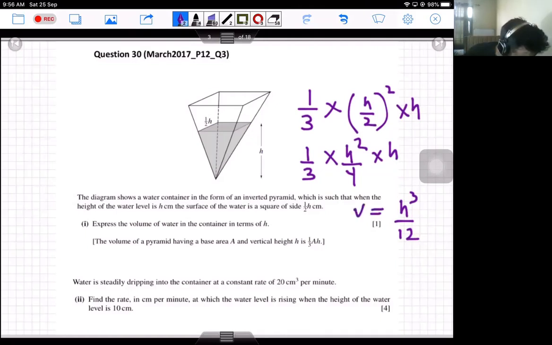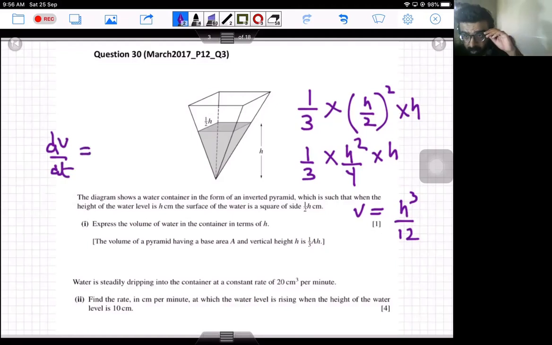Just for 1 mark. Now the question is saying that the water is steadily dripping into the container at a constant rate of 20 centimeter cube per minute. The water is coming in, dripping into the container at a constant rate of 20 centimeter cube per minute. So we can say that the value of dV over dt, since you have only inflow and you don't have any outflow, is equal to positive 20.